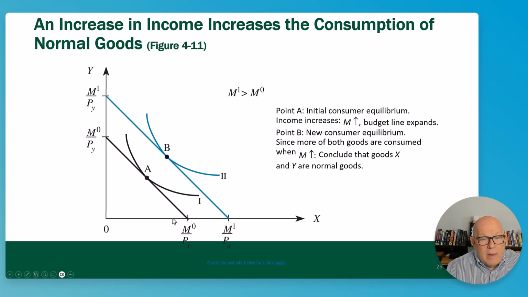And when you look down, that means we're going to buy a medium amount more of X and a medium amount more of Y. So an increase in our income is going to increase the consumption of both X and Y. Similarly, if the income were to decrease, it would reduce our consumption of both X and Y.